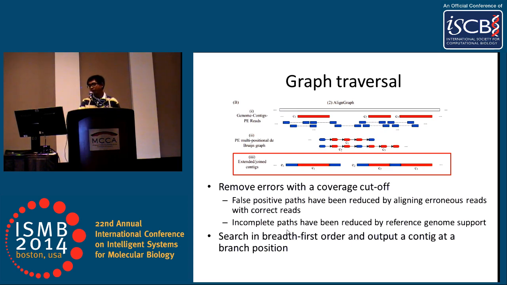For false positive paths, correct reads are aligned together with the reads with errors. So the errors can be corrected. And false positive paths can be largely avoided. And for incomplete paths, because we have the support from the reference genome, we can complete some of the incomplete paths compared with the conventional de Bruijn graph. So we can get long contigs, so we can make extensions.